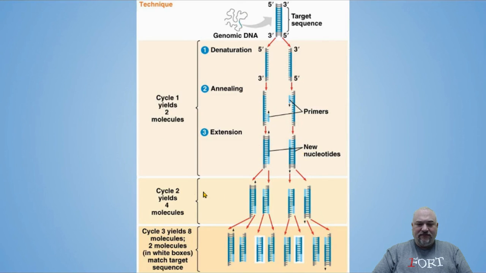Now in the next cycle, we double that. In the next cycle, we double it again, and so we get exponential growth relatively quickly that we can basically force replication to happen on certain areas of the DNA that we want to work with.